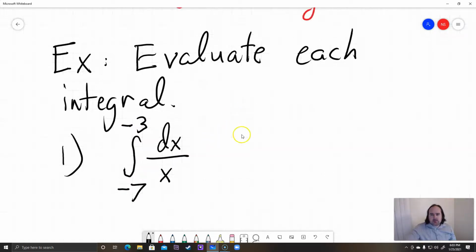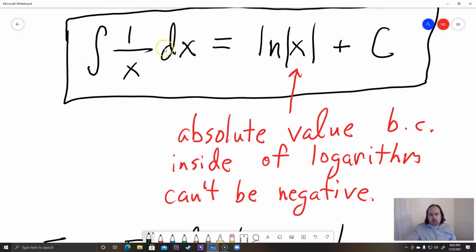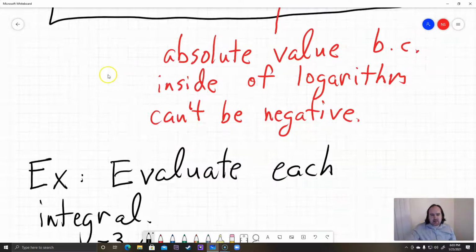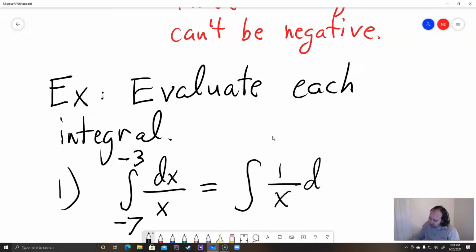So what we're going to be using is our new formula up here. The integral of 1 over x dx is the same as the integral of dx over x. It means exactly the same thing, because you can just bring the dx out front. So this is the same as the integral of 1 over x dx from -7 to -3.